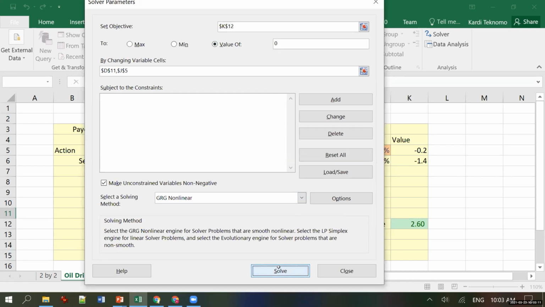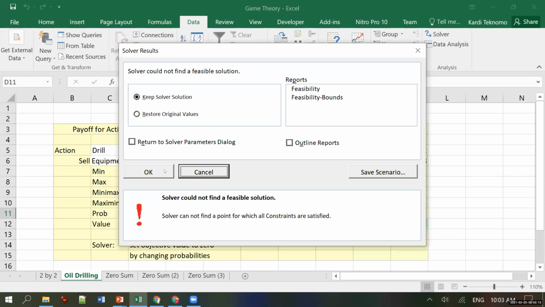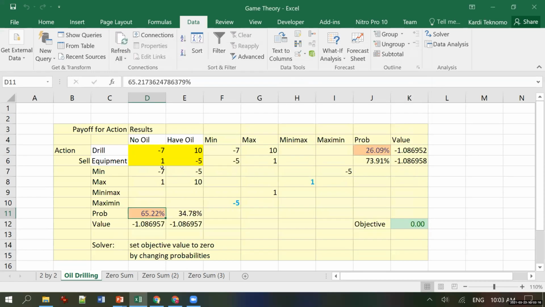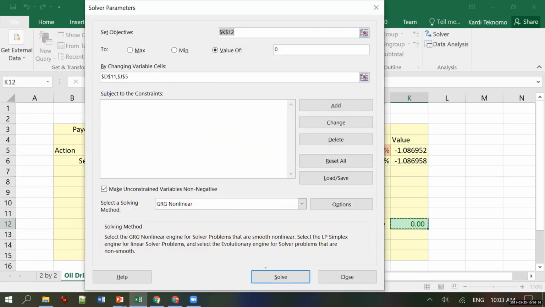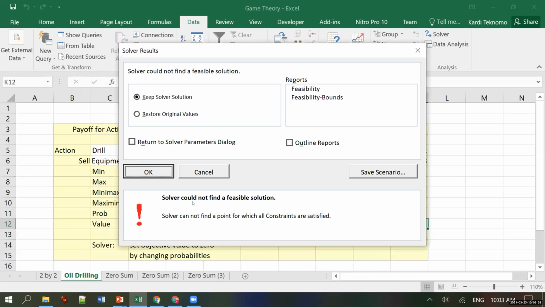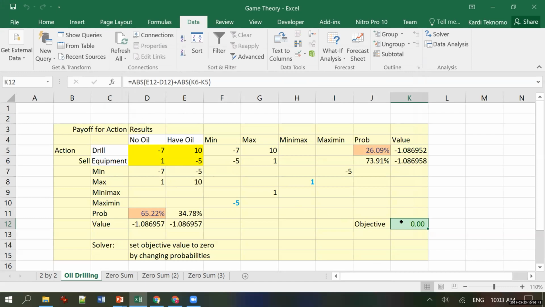Okay, I will try that. I click OK, right? Yeah, there we go. Oh, yeah, that's correct. So I got 0. Okay, so solver was able to do it, but it said could not find feasible solution. But it's solved.